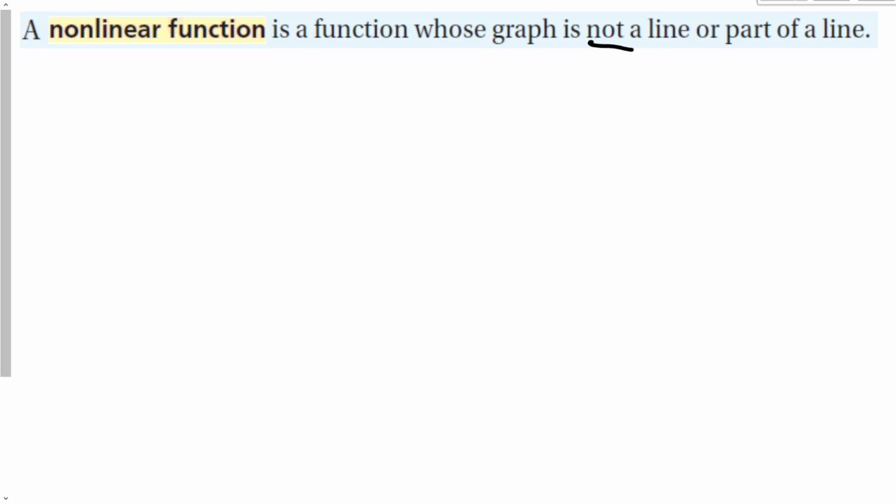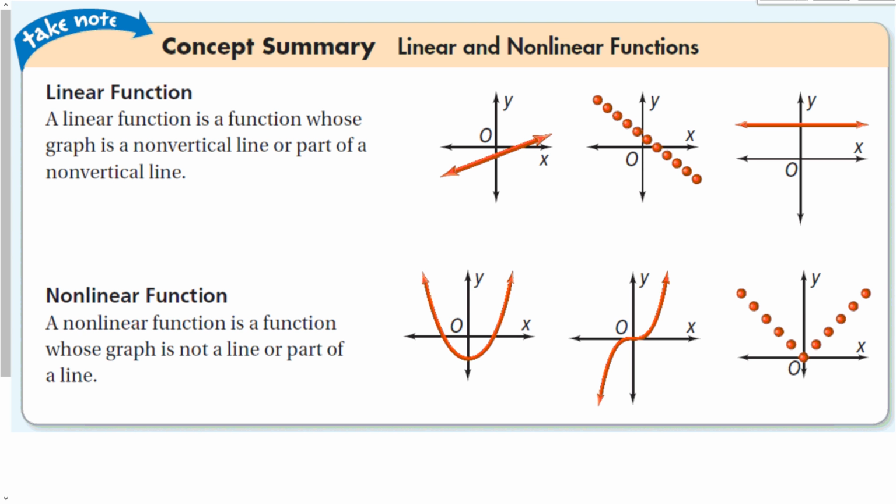Okay? So here are some examples. My linear functions look like a line: a line, a horizontal line, a vertical line is okay. So the first three are all examples of a linear function, a function whose graph is a non-vertical line or part of a non-vertical line. All right, because a vertical line would not be a function. So a nonlinear function is going to be a function whose graph is not a line.